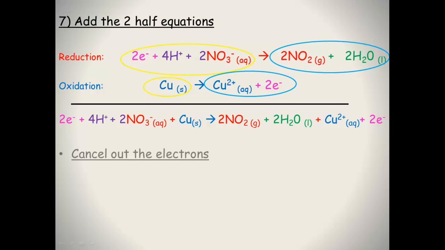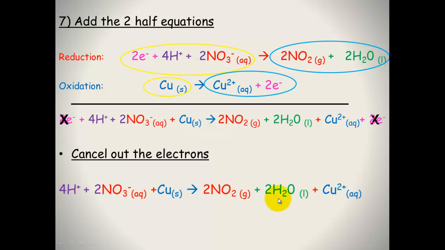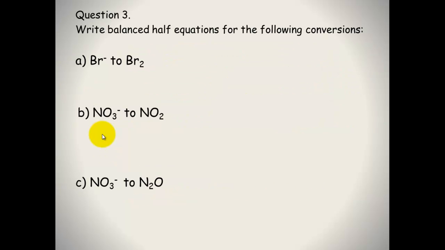Okay, last step is to cancel out the electrons. I've got 2 electrons on this side and 2 electrons on this side, so I just need to cancel those out. And again, just copy down what's left of the equation. And that's your final equation. What you can also do at this point, sometimes you'll have water on both sides or hydrogen ions on both sides, and you can cancel those out as well. But you'll see that when you do that in a few other examples. So that's pretty much all there is to it.